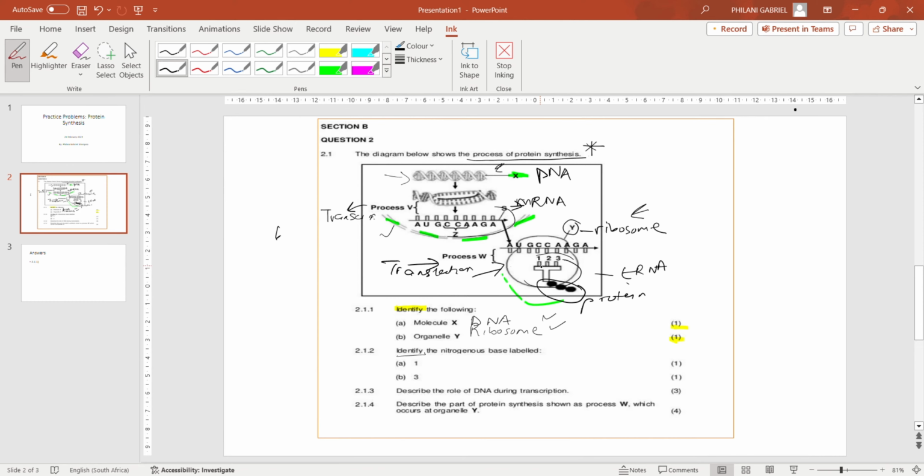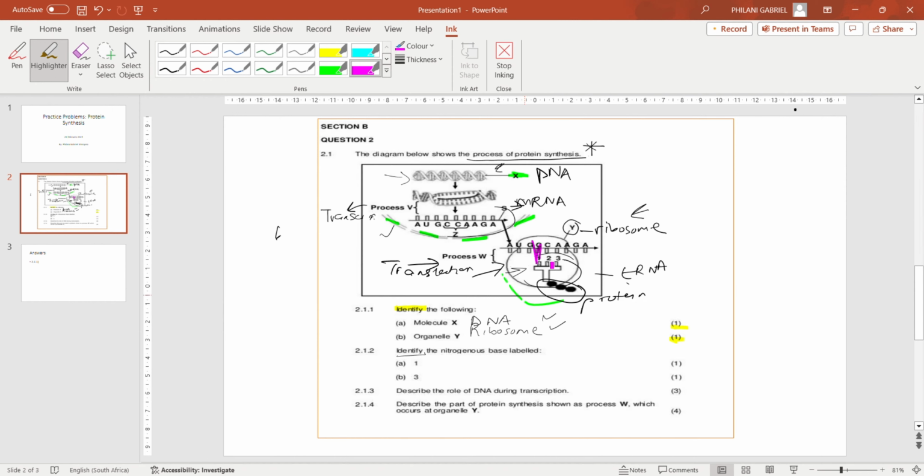So we need to know what is 1 actually. So you can see that 1 pairs up with C. Let me take a highlighter. 1 pairs up with C on the mRNA. 1 and C, they are pairing up. So we only know that during this whole protein synthesis thing, the only thing that pairs up with C is G.